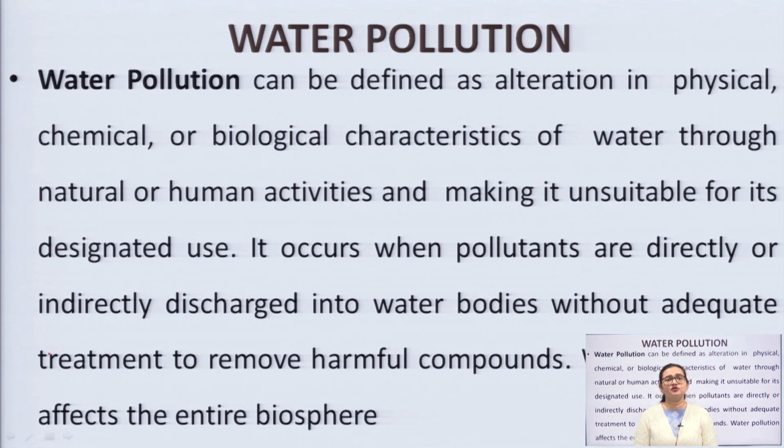So, in that way the biological characteristics of water also change, either through natural activities or human activities, making it unsuitable for its designated use. How does it occur, students? It occurs when pollutants are either directly or indirectly discharged into the water bodies without adequate treatment to remove harmful components, without treating the water so that it can cause the least damage to it.